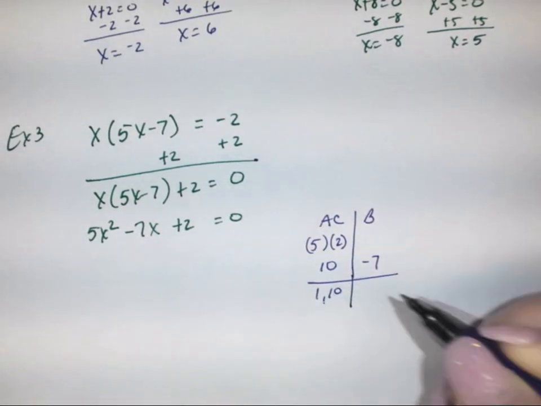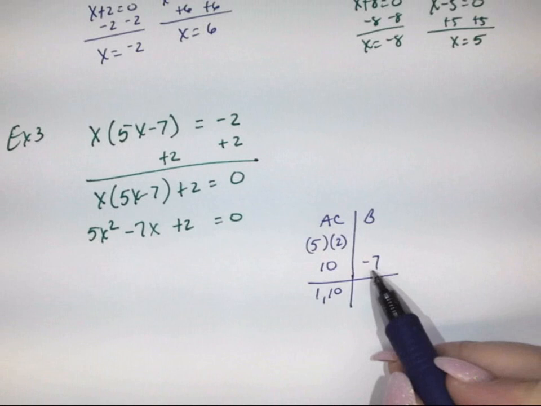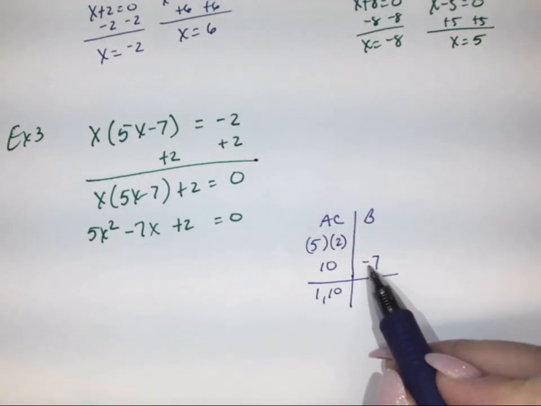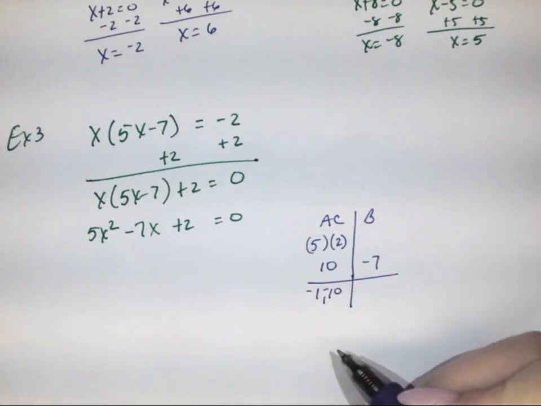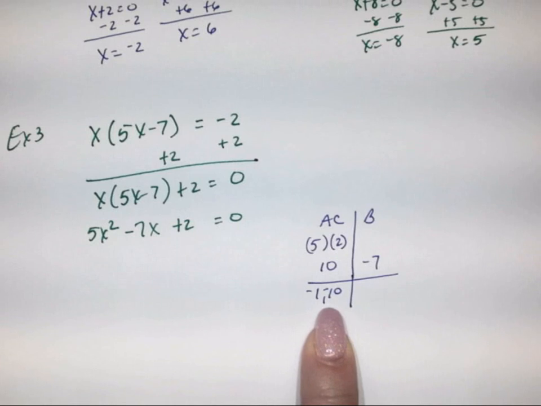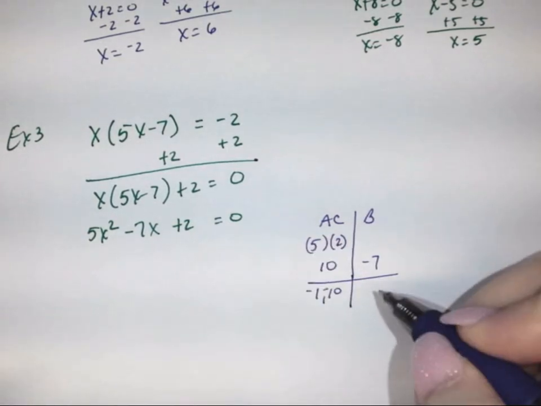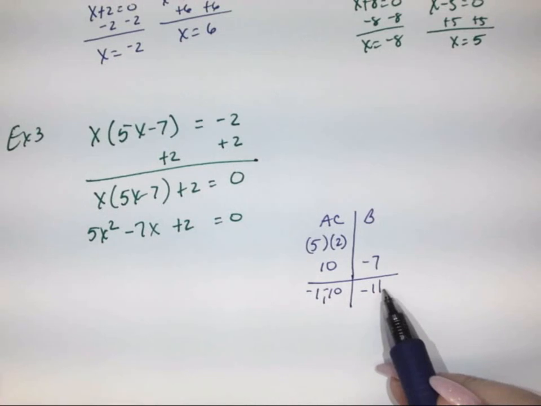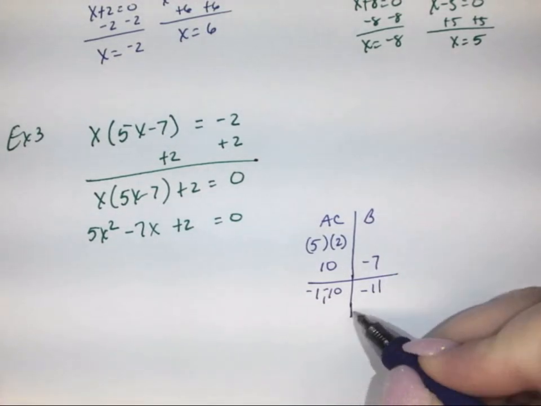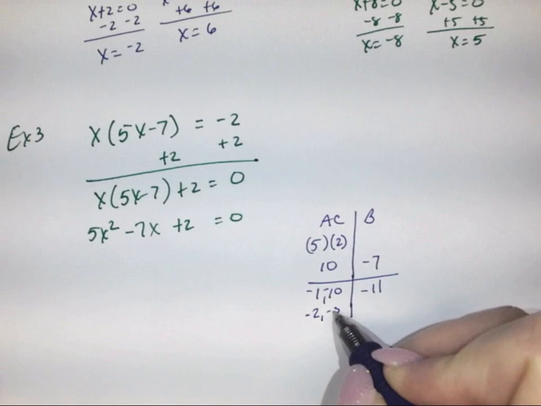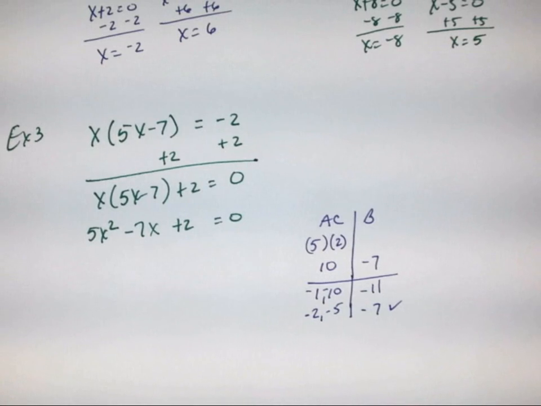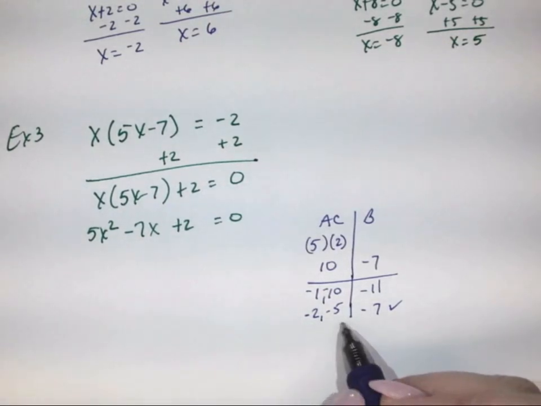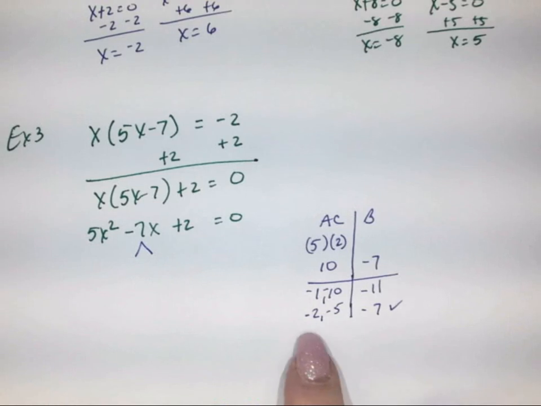If we start with 1 and 10, they have to be negative because we have a negative over here. They both have to be negative in order to get a positive when we multiply. So negative 1 times negative 10 is positive 10. When I add them, I get negative 11. Not the right number, but we got the signs figured out, and that's important. So then negative 2 times negative 5 gets me positive 10, and when I add them, I get negative 7, which is the number we're looking for. So if you recall, we will rewrite that negative 7x as negative 2x and negative 5x.